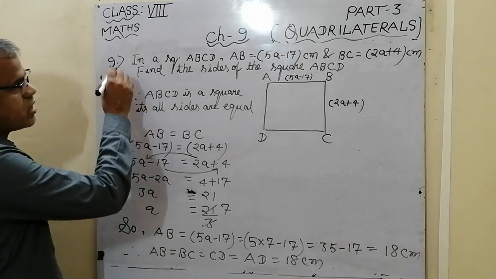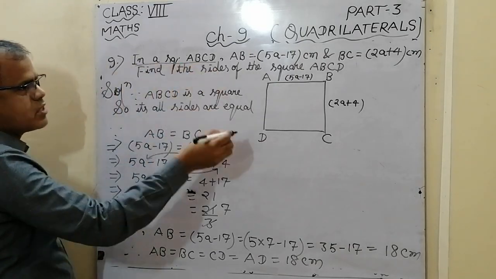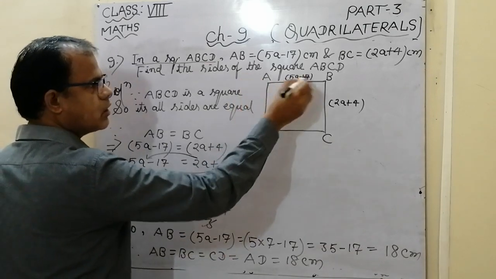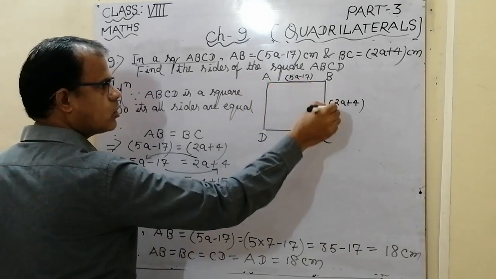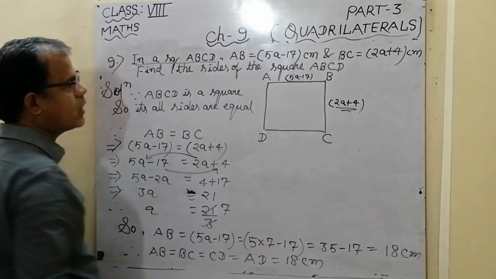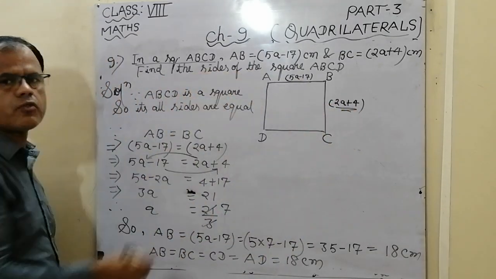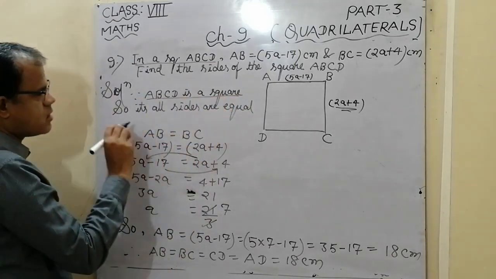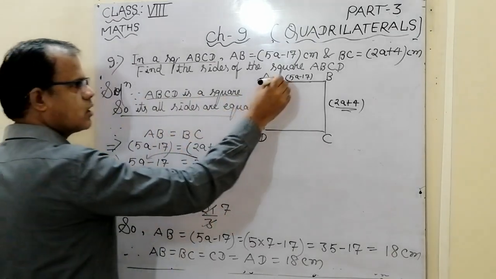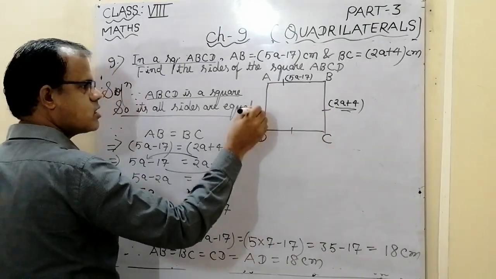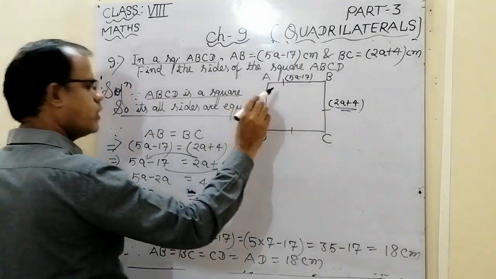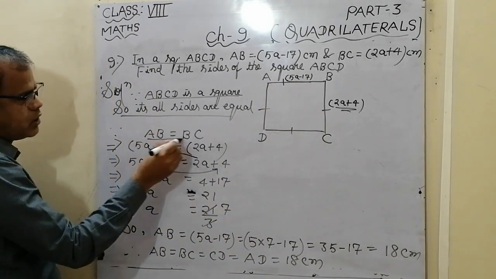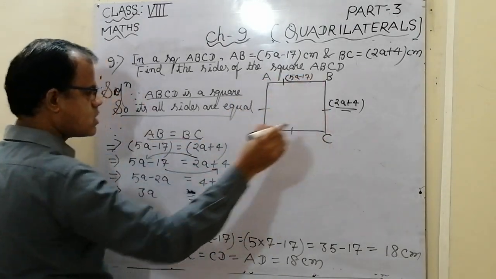Yes students, question number 9. In a square ABCD, we are given the length of AB and the length of BC, and we have to find the sides of the square ABCD. So students, ABCD is a square, so all its sides are equal. This side equals this side equals this side. So we can write AB equals BC.